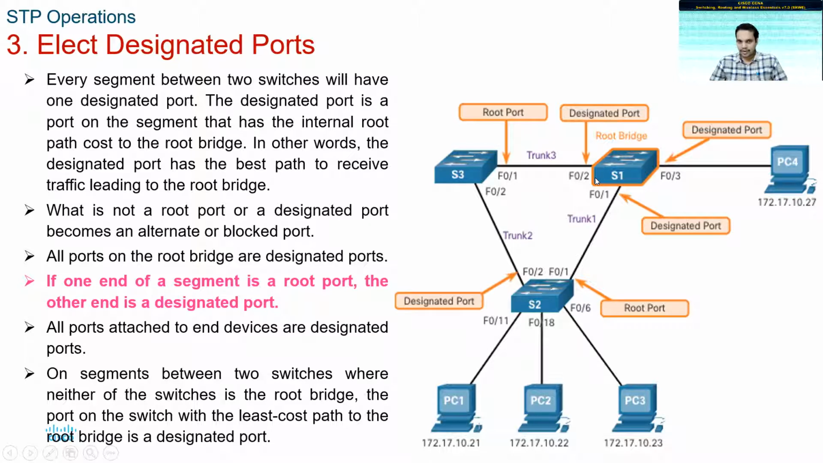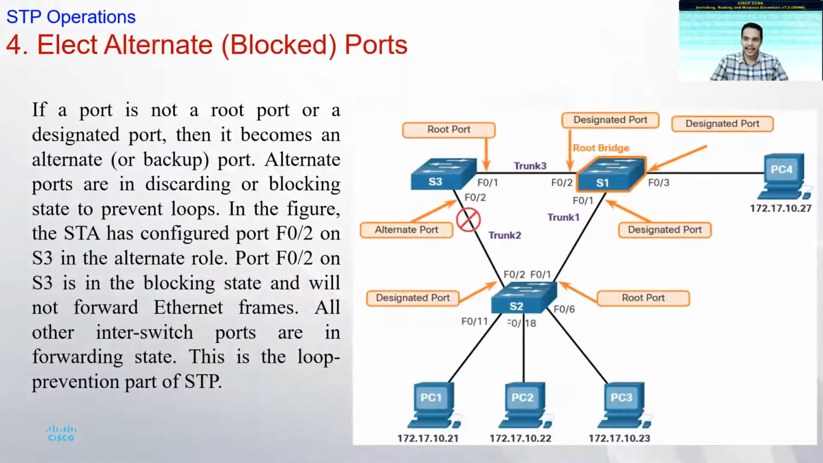Now, if you have one end of the segment as the root port, the other end of that path or the segment will be your designated port. And I told you, all ports on the root bridge are designated ports. If it is not a root port or if it is not a designated port, then it will become an alternate or a blocked port. All ports attached to the end devices are designated ports only. So this is how you designate a port as a root port. But for this, once again, you have a little bit of a dilemma. We'll discuss that. Now, what about the remaining ports?